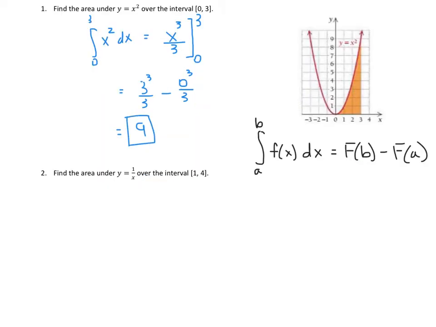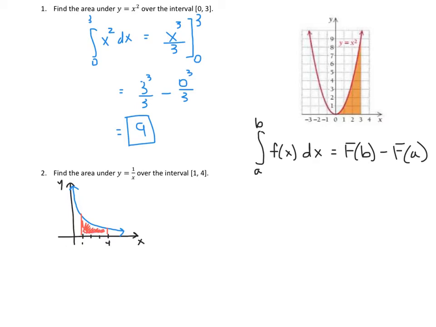The next example here, we have find the area under y equals 1 over x over the interval 0 to 4. Now we can graph this to get an idea of what we're looking at. And the graph of y equals 1 over x looks something like this, and we're interested over the interval 1 to 4. So if 1 is here, 2, 3, 4. So over that interval, from 1 to 4, we want to find the area under the curve and between the x-axis.